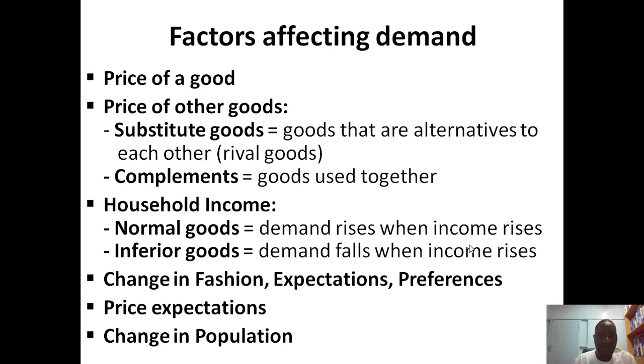So substitute products are used alternatively. They are rival goods, but they offer the same utility. You can use this product in place of the other product. So how does the change in the price of one substitute affect the demand for the other? If product A and B are substitutes, an increase in the price of product A will cause the demand for product B to increase as well. An increase in the price of product A causes the quantity demanded of B to increase.